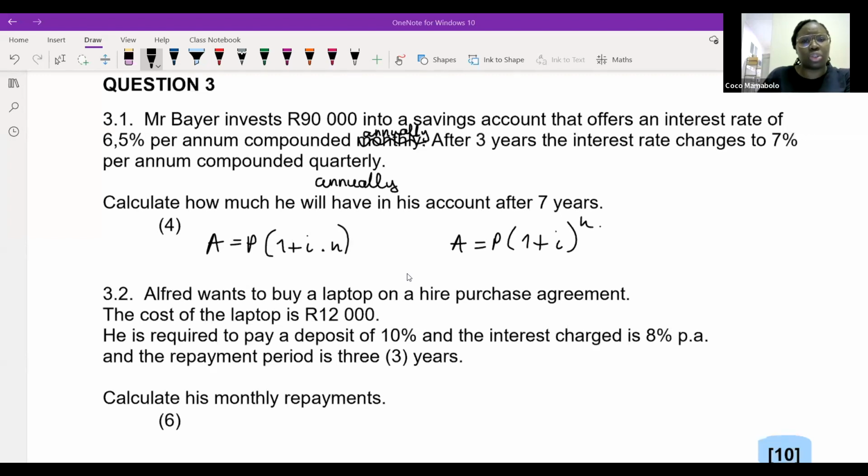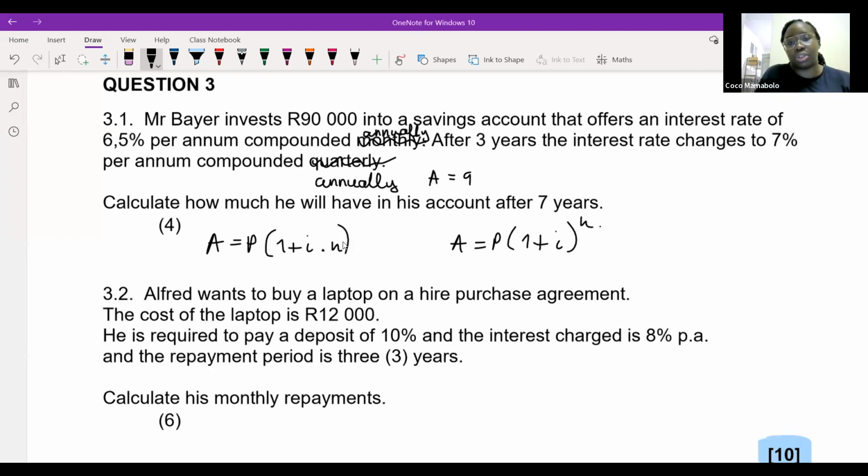If you know how to use the quarterly and the monthly, go ahead and use it, but we're going to use annually. Now, two things are going to happen. He's going to keep his money in this account for the first 3 years. So we're going to calculate how much he has at the 3-year mark. That's the first thing we're going to do.